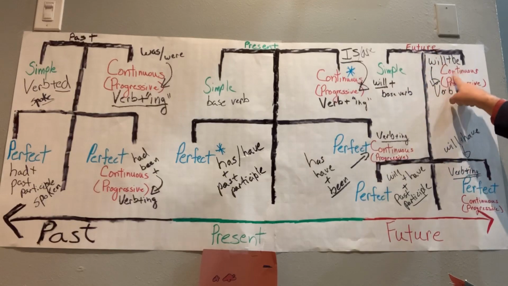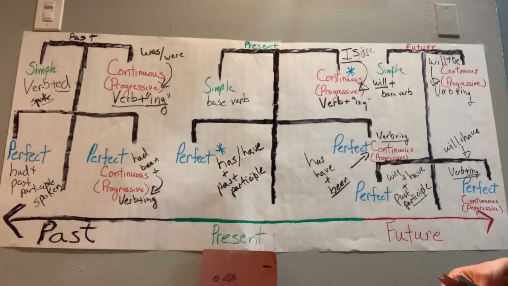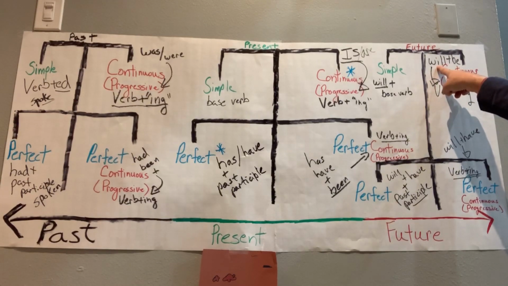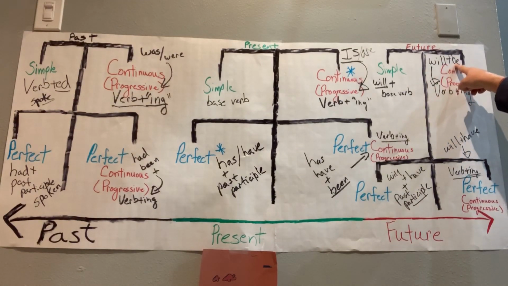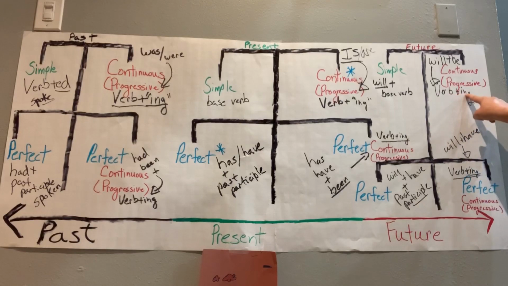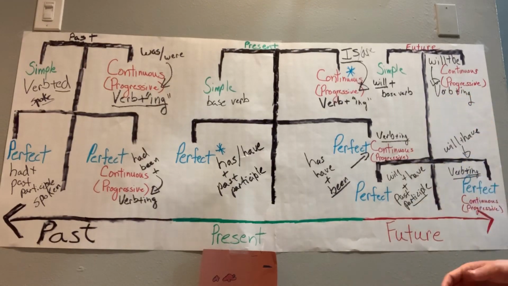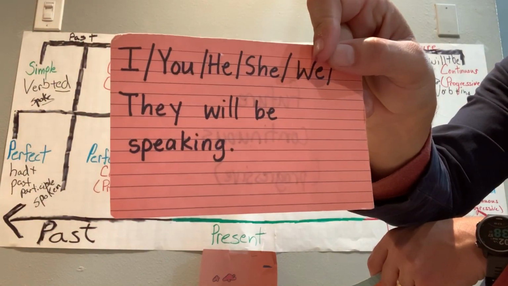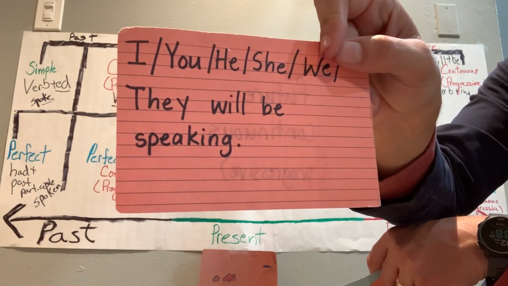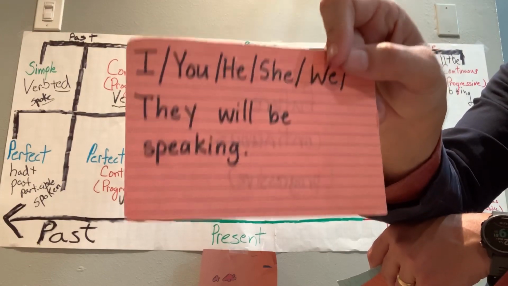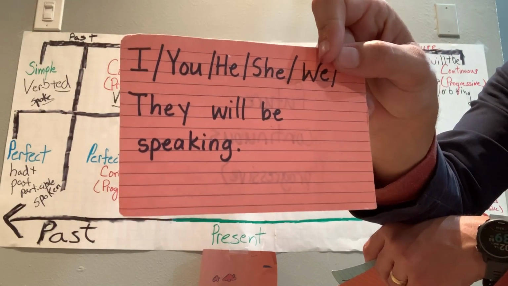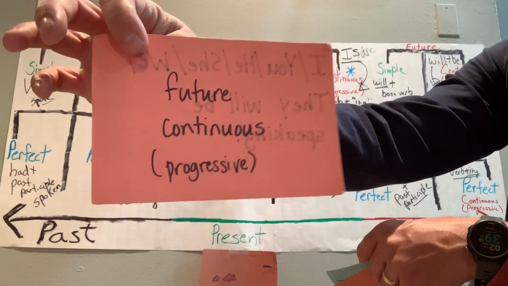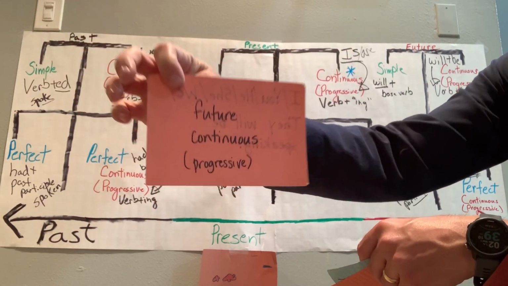Our future continuous, again, it's the future, so we have to use will, plus if it's a continuous, the be form of the verb, plus ing, the verb with the suffix ing. So they will be speaking tomorrow at the conference or whatever. They will be exercising at the gym tomorrow, or they will be running at the park tomorrow night. So future continuous.